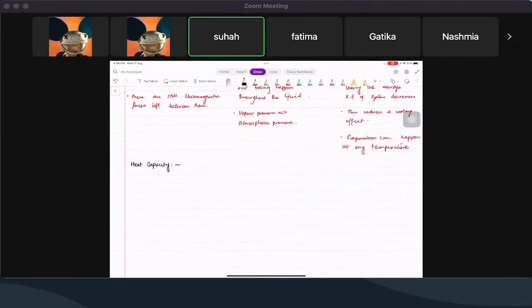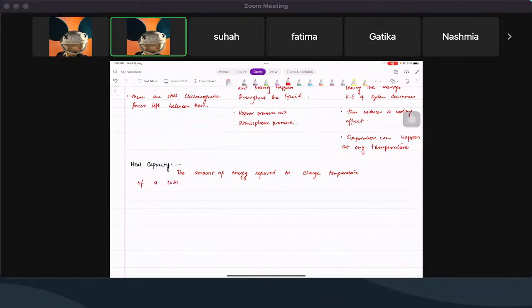Yes, sir. Okay. So heat capacity basically is the amount of energy required to change the temperature of a substance by 1 Kelvin or 1 degree Celsius. Okay.